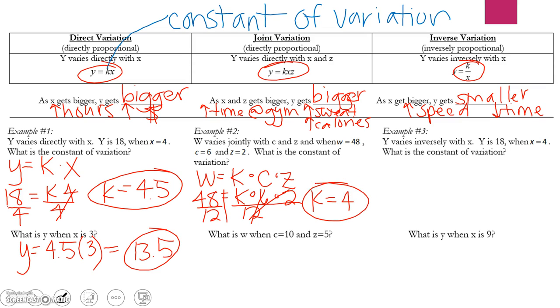Then it says, what is w? So I want to know what w is. I know my k is 4. It tells me c is 10, and z is 5. So 4 times 10 times 5 is 200.